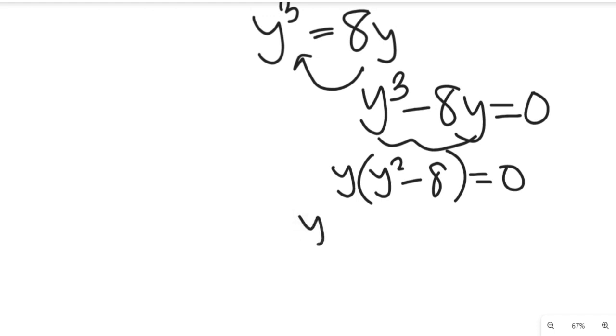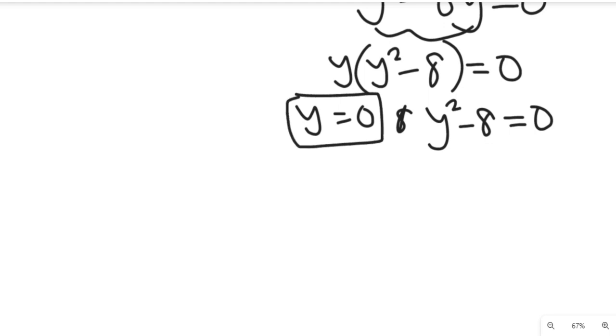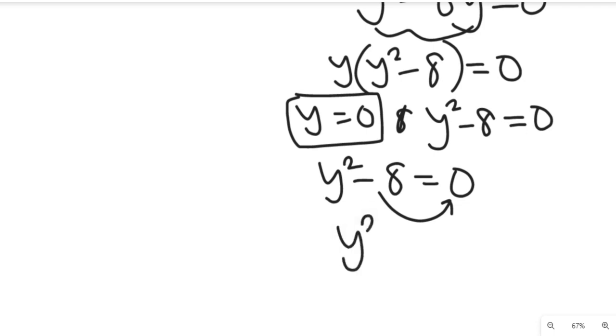So from here we can see our y is equal to 0. We'll have two solutions: y is equal to 0, and y squared minus 8 is also equal to 0. Now we've gotten one solution for y, which is y equal to 0. So we'll take the other equation, y squared minus 8 equal to 0. So once this comes this way, our y squared will be equal to 8.